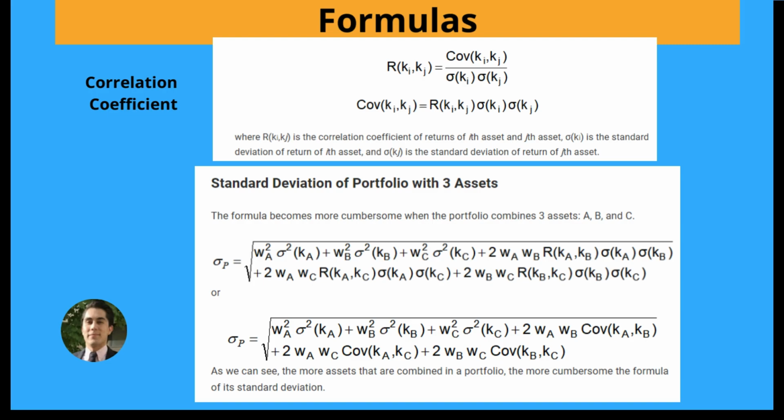So usually it's the weight of the asset times the standard deviation, and then two times the weights times the correlation coefficient times the standard deviation of one asset times the standard deviation of the other asset. So if you have 20 assets, you have to do the correlation of each asset. So it will be a tremendous formula. So we're going to show you how we can simplify it. So stay tuned.